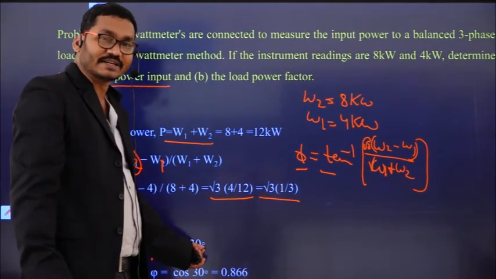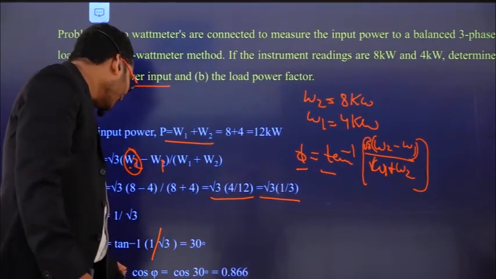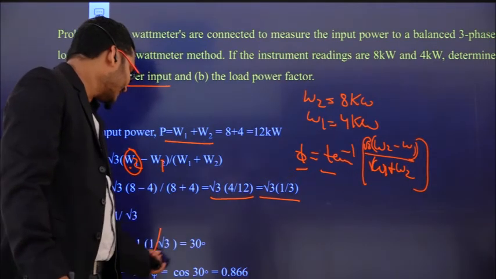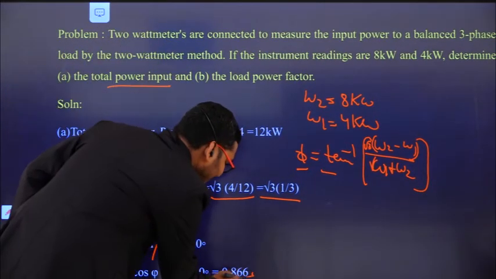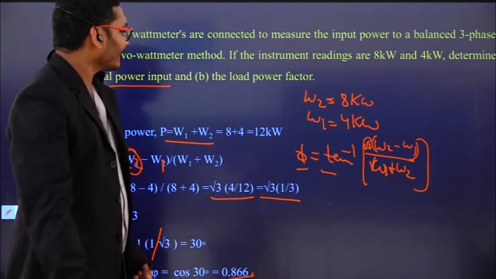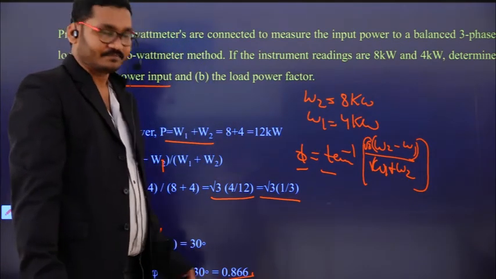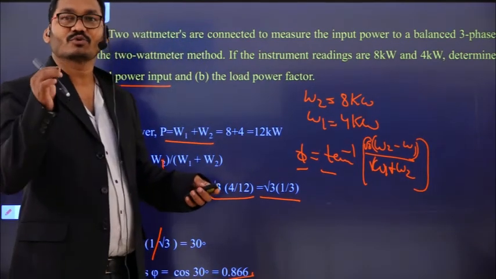Once you get the power factor angle, you can get the power factor. Phi value equals 30 degrees, so cos phi equals cos 30, which equals 0.866. This is the power factor of this load. Okay, last 2 minutes.